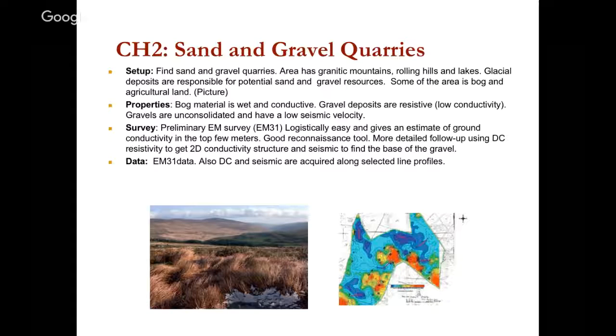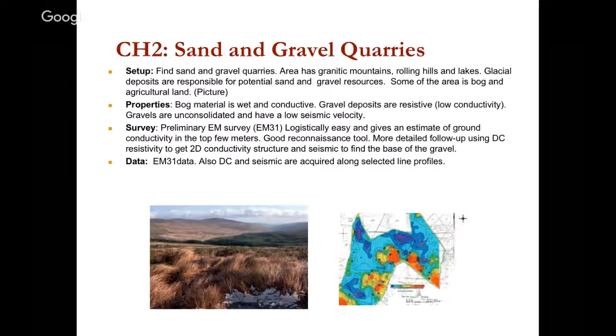When we did the very first lecture, we took you on this tour through Ireland, and there was one case history that we haven't got back to, and I thought it'd be interesting to do that. They were looking for sand and gravel quarries. Actually, gravel is a commodity, right? If you could find this, you might be able to make some money out of it. The area is mountainous, with rolling hills and lakes, and it's basically glacial deposits. The glacial deposits were what gave rise to the sand and gravel.